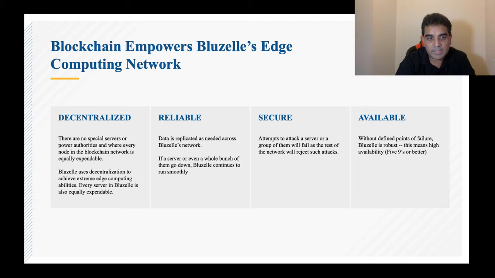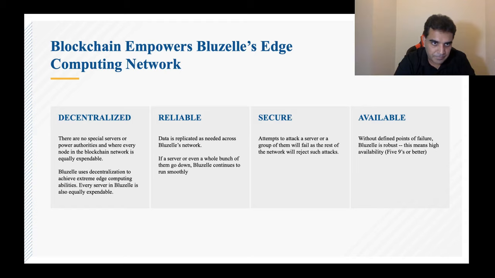Bluzelle is using decentralization to provide availability, to make sure that all the Bluzelle nodes are equal. We can spin up nodes on the fly, and all these nodes have the same data. That's something we're going to move into. But ultimately, the point is that none of the Bluzelle nodes are special. They're all equally expendable.